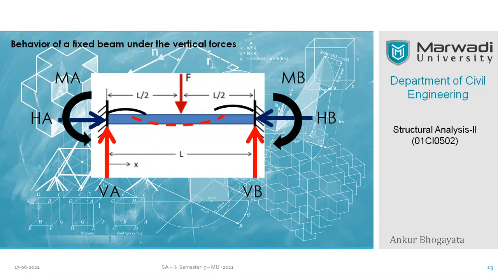The approximate length of this negative moment remains L by 6 to L by 4. That, however, depends on the nature of the loading and other factors. So don't worry about the length of these negative moments. But we know that in a fixed beam, we have two types of moments. One is the negative moment, which is called the reactive moment, support moment, or end moment, and the second is the positive moment, which is known as the span moment.